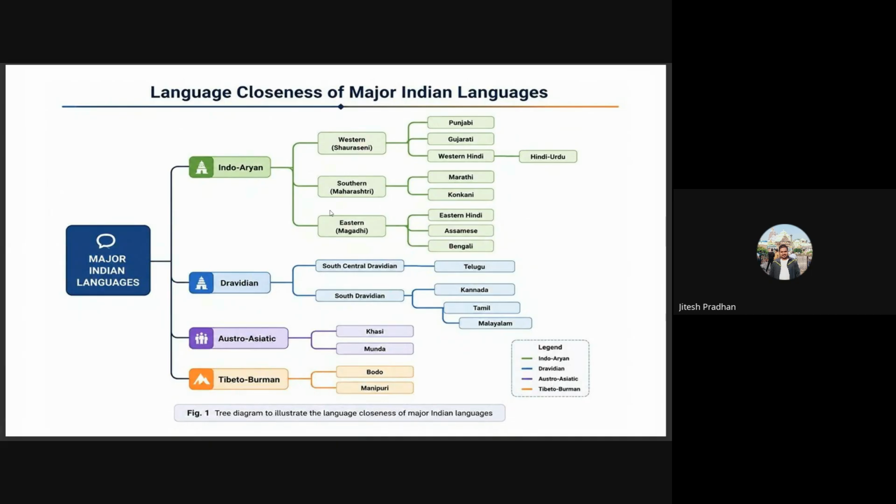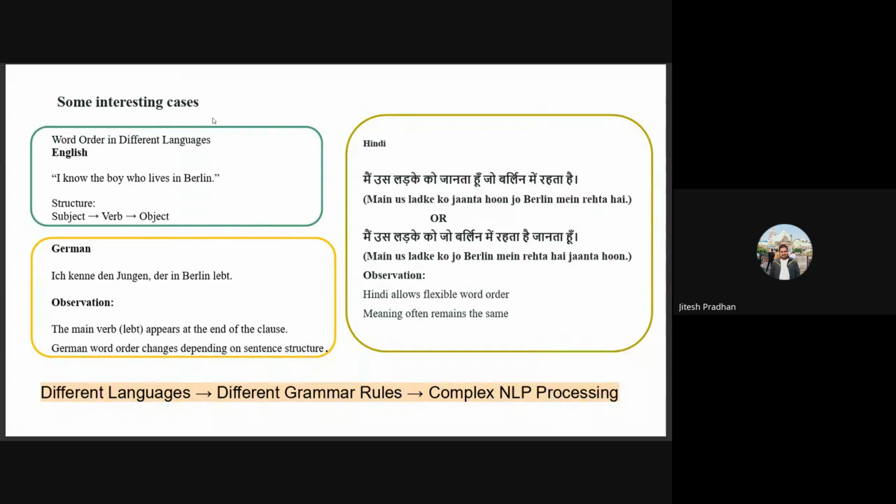Now let's take some interesting cases of why NLP is complex. These are interesting cases because of NLP ambiguity. Let's take the word order in different languages. In English, we write, I know the boy who lives in Berlin. Look at the structure: the subject is first, the verb is second, and the object is last. So this is the formation of a sentence: subject, verb, object.